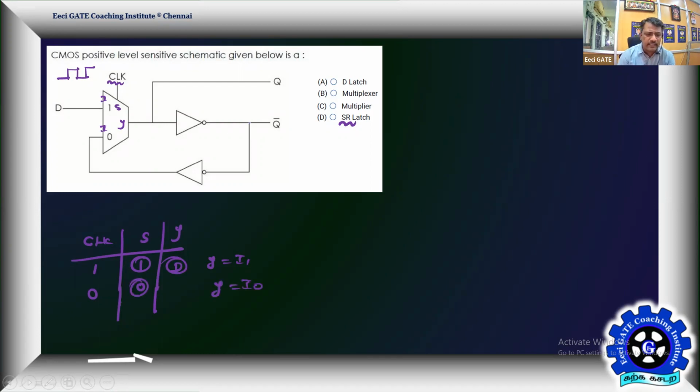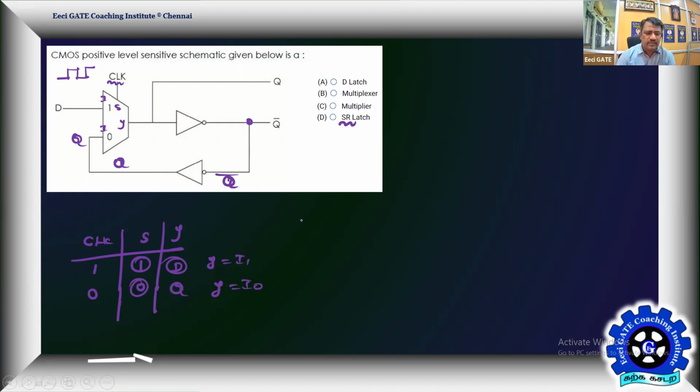Whenever the selection line is 0, Y follows I0 as per the mux functionality. What we see here is Q bar, complemented and buffered, so it's inverted and buffered. Q bar inverted is Q. So I0 is connected to Q, just through the Q bar path, and finally we get I0 as Q always.